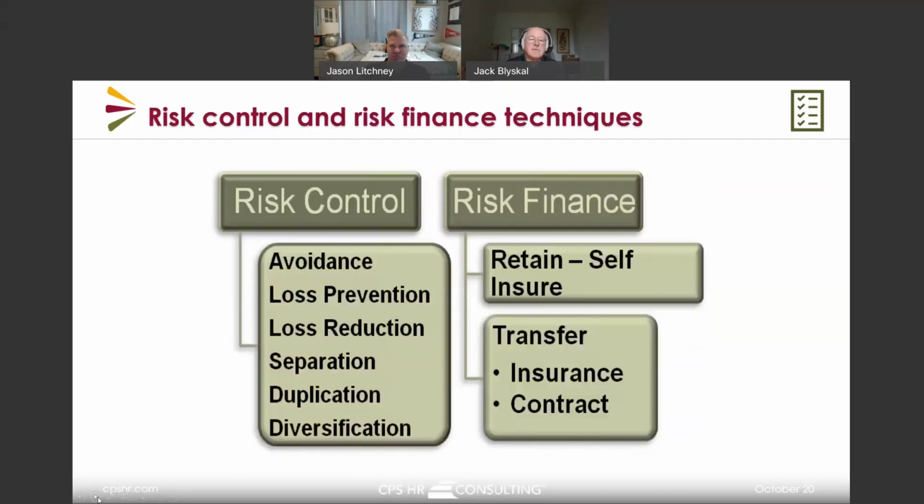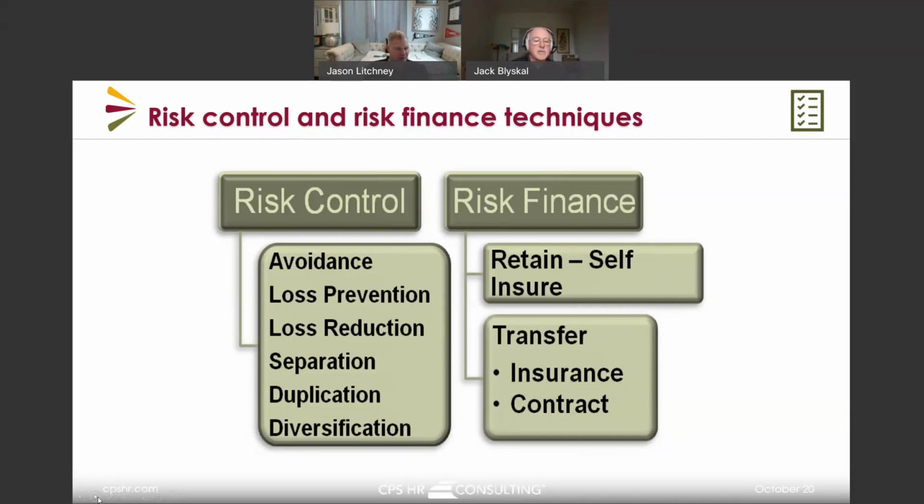So there's a couple of techniques we can use. Now, this is generic to all industries. So when we're talking about risk control and we talk about avoidance, as a public entity, there's not much you can avoid. There are a few things, like, for example, if you have a city or county pool, you could sell that off to a private vendor and let them run it. You do not have to provide a pool to your community. But loss prevention and loss reduction are things you can do.